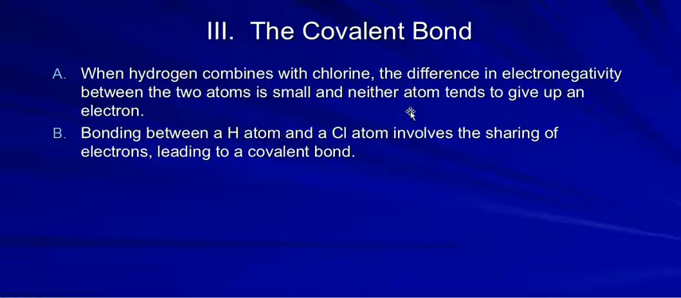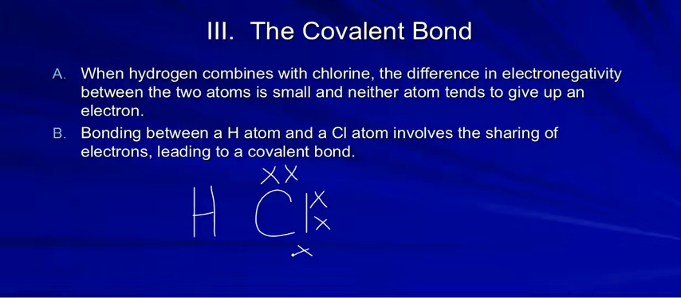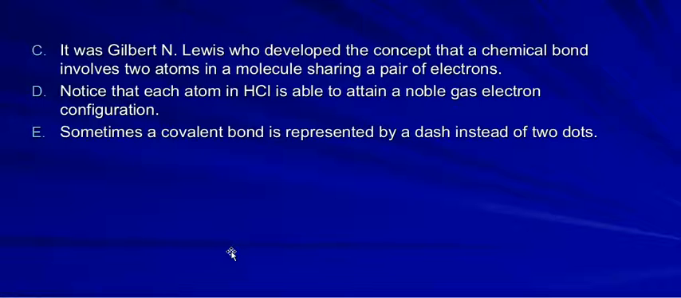When hydrogen combines with chlorine, the difference in electronegativity is small, and neither atom tends to give up an electron. So the bonding between hydrogen and chlorine involves the sharing of electrons. So chlorine has 7 valence, and hydrogen has 1. This is a shared pair of electrons between the hydrogen and the chlorine, a covalent bond. So each atom in HCl is able to attain a noble gas electron configuration.